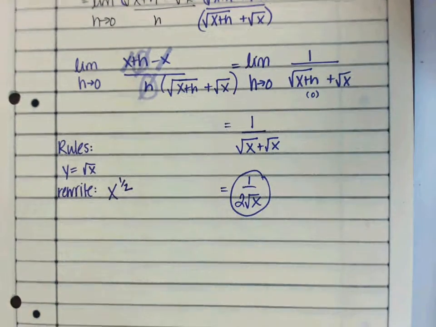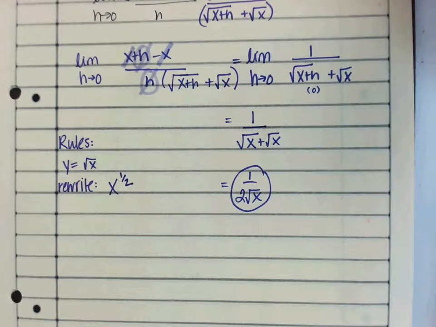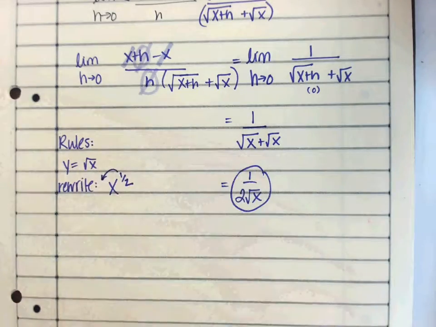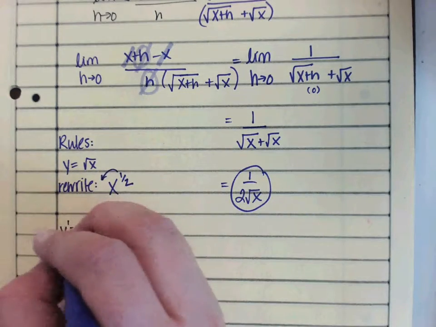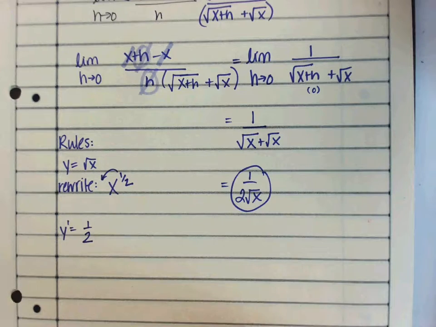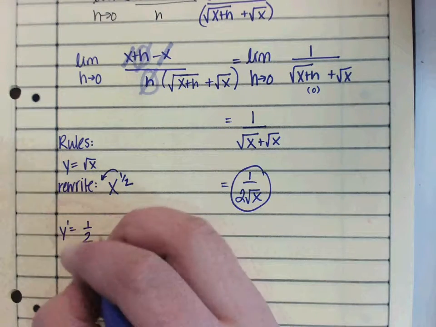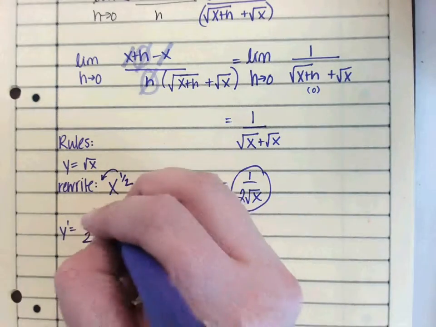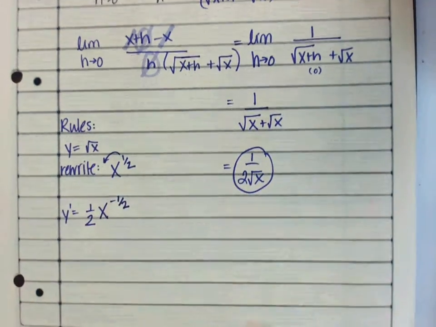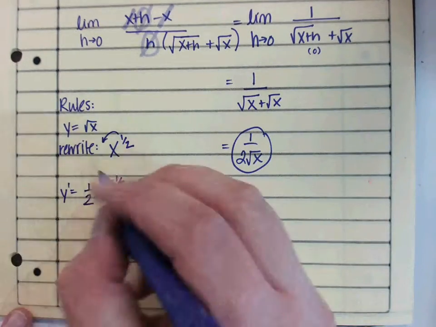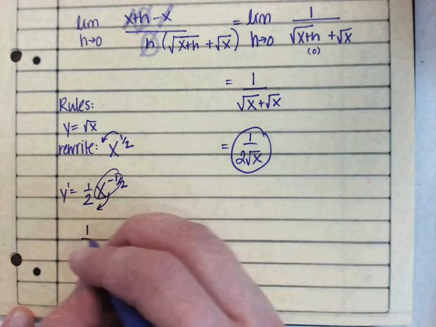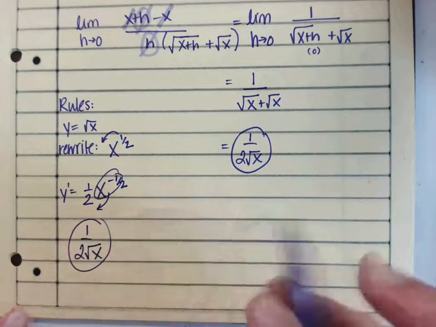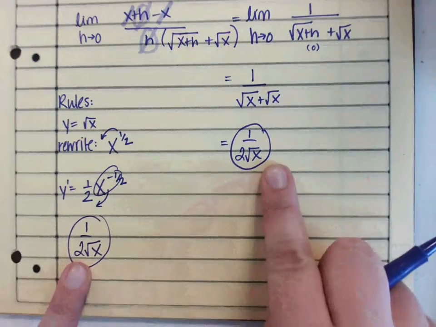Now I'm ready to take the derivative. What do I do with the half? I times it down to the front. And then I have to take away 1 from a half. What's a half minus 1? Negative a half. And then where would my square root go if the half is negative? To the bottom.